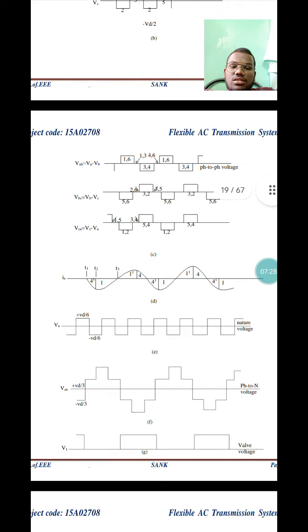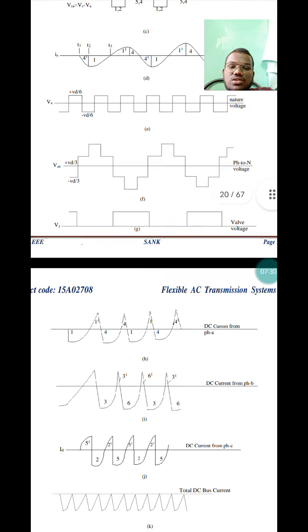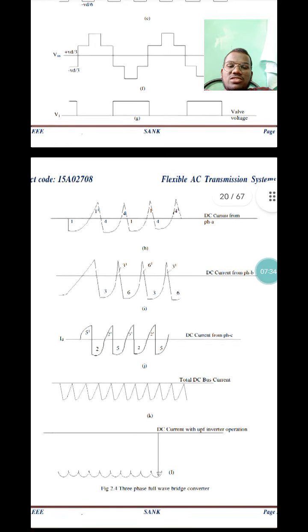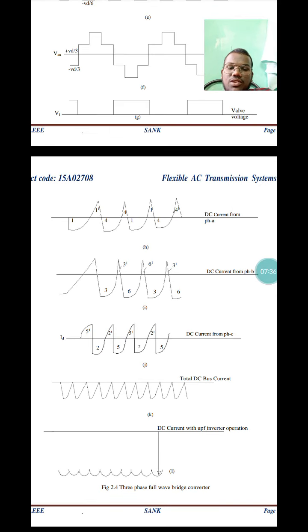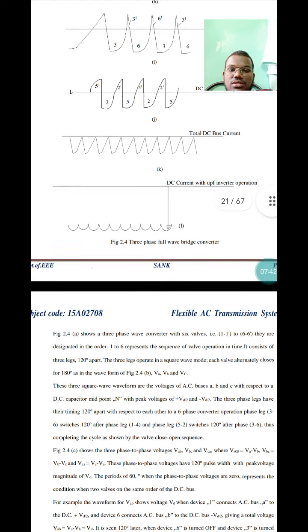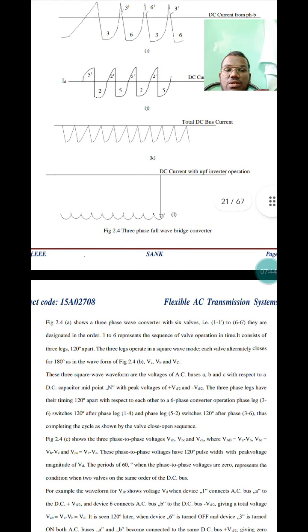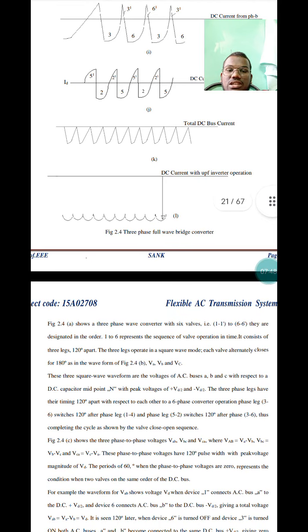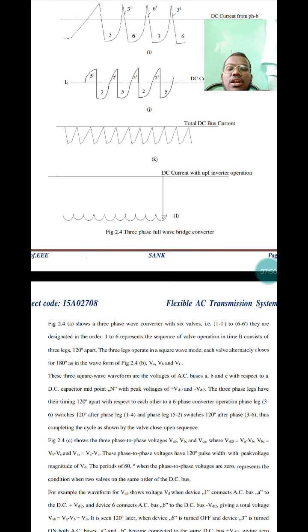The following waveform shows the current from VA, DC current from phase B, DC current from phase C, and total DC currents. These are the 3-phase full wave bridge converters. The above diagram shows the 6 valves, designated in order 1 to 6, representing the sequence of valve operation in time. It consists of 3 legs 120 degrees apart.